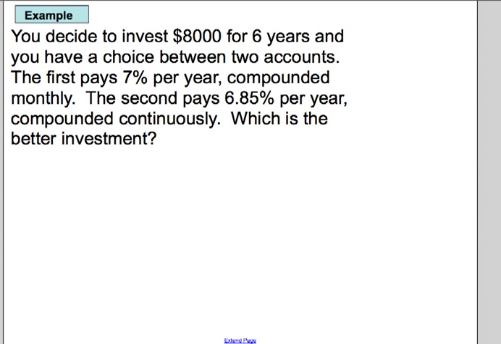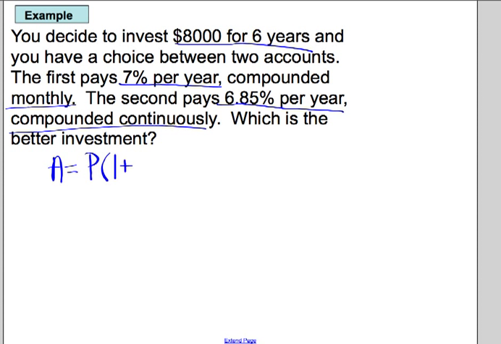Let's put it all together in an example. We're going to be investing $8,000 over 6 years, and we're going to choose between 2 accounts. The first one is going to give us 7% per year, compounded monthly. The second one would give us 6.85% per year, compounded continuously. We want to decide which is better. So we're going to use each of those formulas. Here's the first one again: A equals P times 1 plus R over N to the NT.